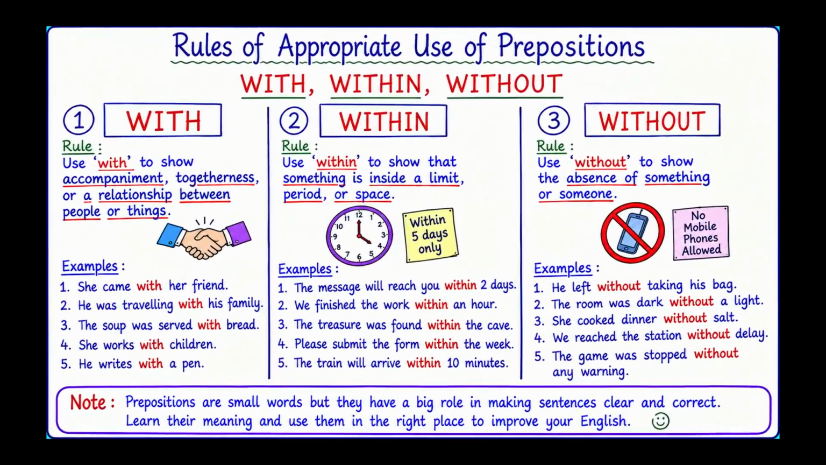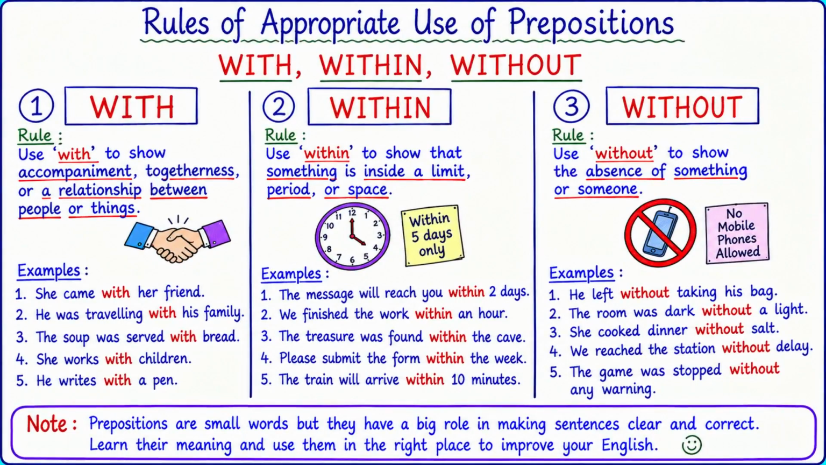Now, we are going to learn the appropriate use of 3 important prepositions: with, within, and without. These 3 words are very common in everyday English. However, understanding their exact meanings and uses will help you speak and write more accurately. So, let's learn them one by one with simple rules and practical examples.